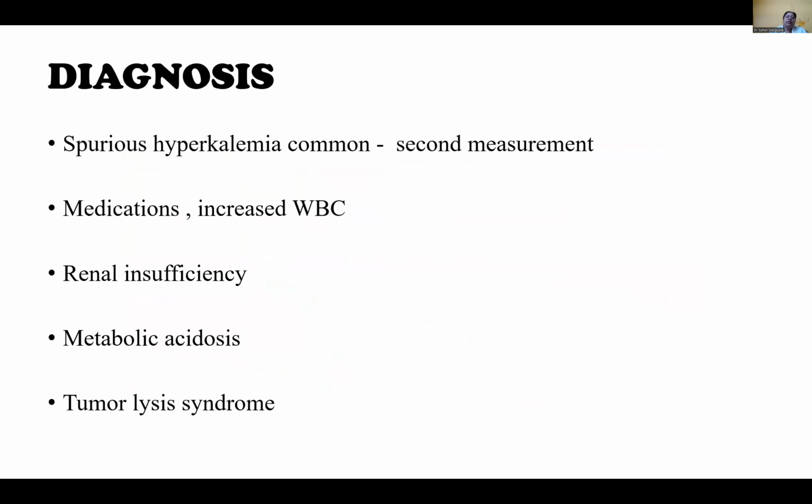So diagnosis, first of all, we have to rule out whether it's a spurious cause of hyperkalemia, because whenever these lab reports come, we try to repeat it. We tell them to repeat the sample, and then we have to see whether any medication the child is receiving or not, if there is any increased WBC count, if there is any renal insufficiency, how is the pH, whether it is metabolic acidosis or not, or the child is having any tumor lysis syndrome and is getting any chemotherapy drugs or not.